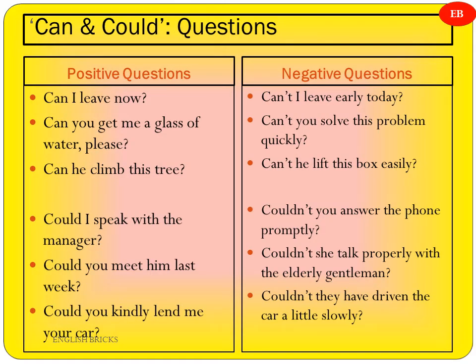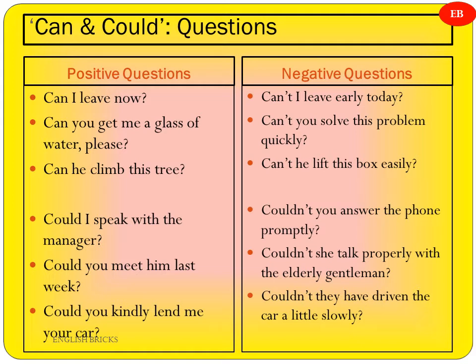So let's look at how we can construct both positive questions and negative questions using can and could. There you see in front of you: Can I leave now? Can you get me a glass of water, please? Can he climb this tree? Could I speak with the manager? Could you meet him last week? Could you kindly lend me your car? All these are positive because there is no not there, or the contracted form of it.